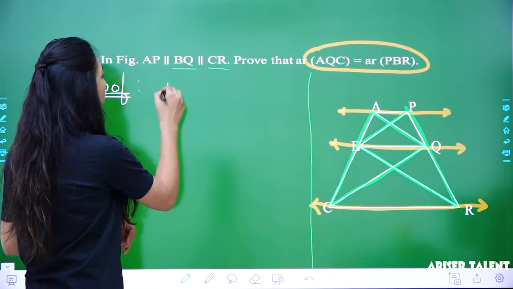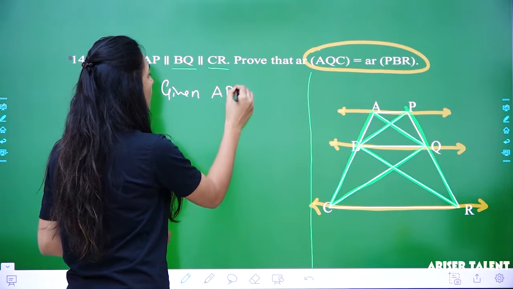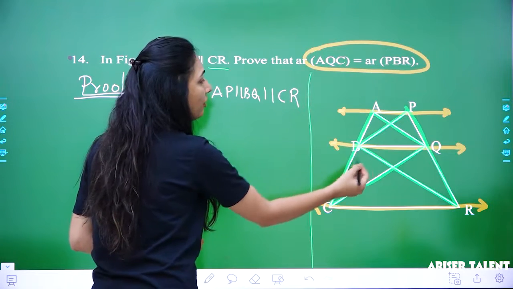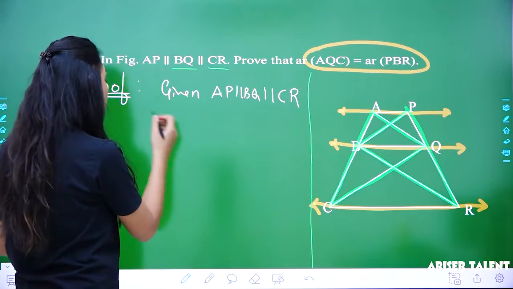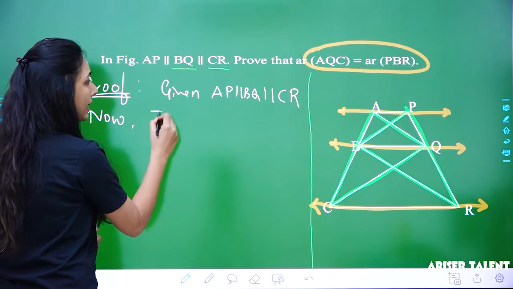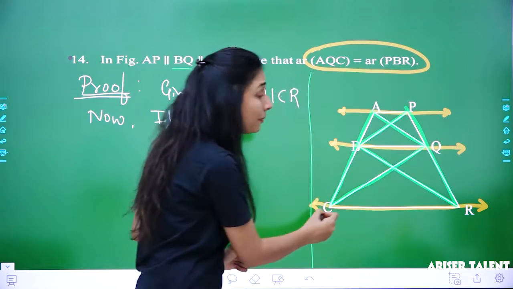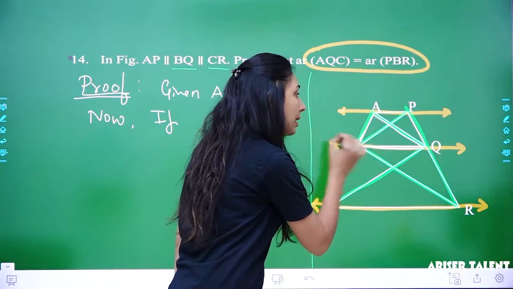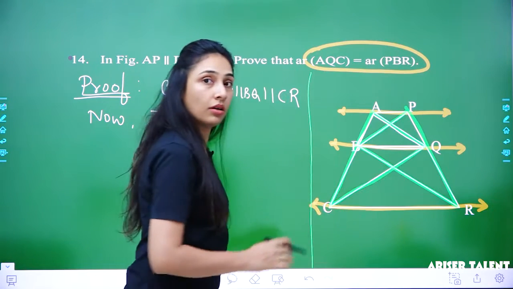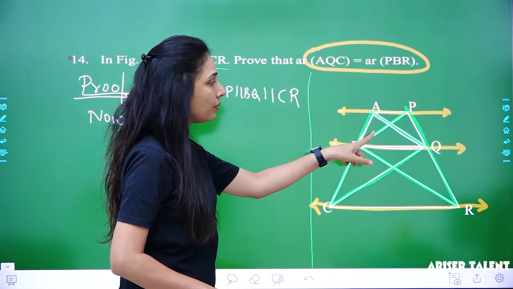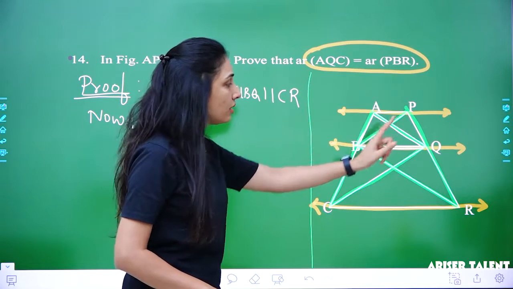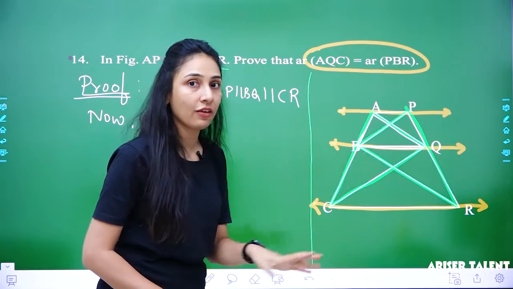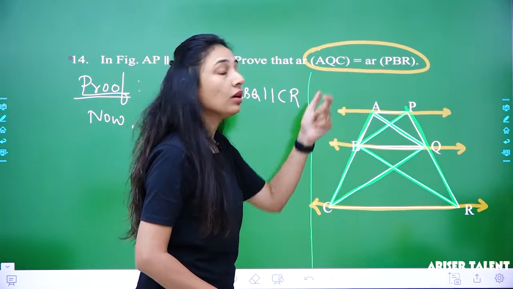Now, given AP parallel to BQ, parallel to CR. I have represented that with yellow lines, you can see that. Now, in order to have this complete triangle, can I bifurcate it into this first triangle, ABQ, and the second one? If I can prove this equal to this, and prove the second one equal as well, and then add these equations, I can get my result as area AQC equals area PBR.